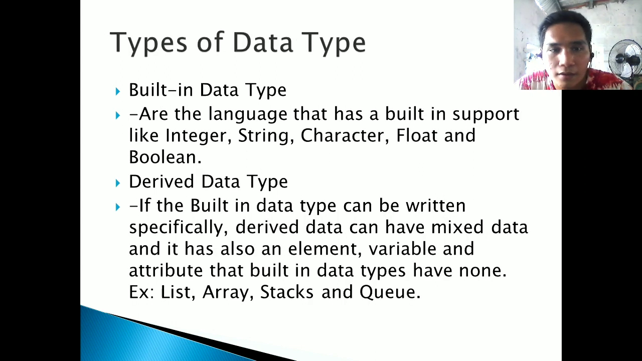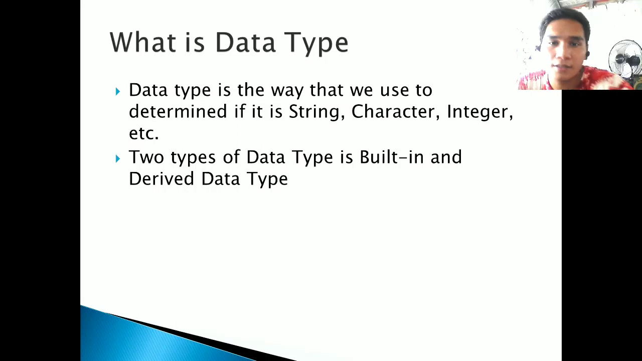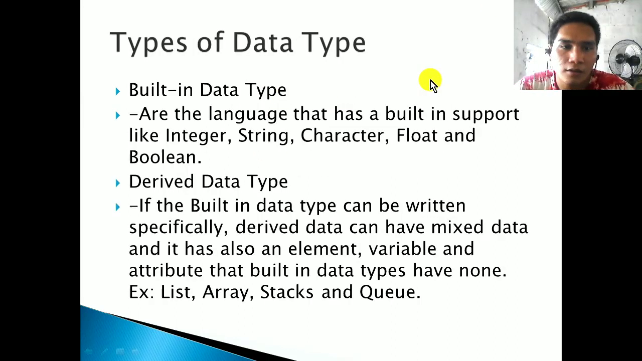Built-in data types are those the language has built-in support for, like integer, string, character, float, and boolean, as I said earlier. Derived data types can have mixed data and also have elements, variables, and attributes, while built-in data types have none. Examples of derived data types are list, array, stacks, and queue.